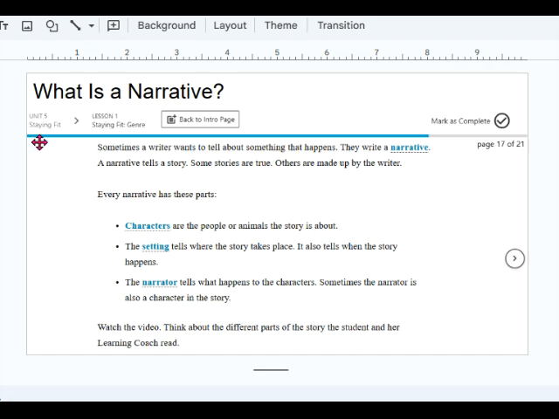In this lesson, if you go back to Unit 5, Lesson 1, there's a video that you can watch, and then you can think about the different parts of the story with your learning coach.